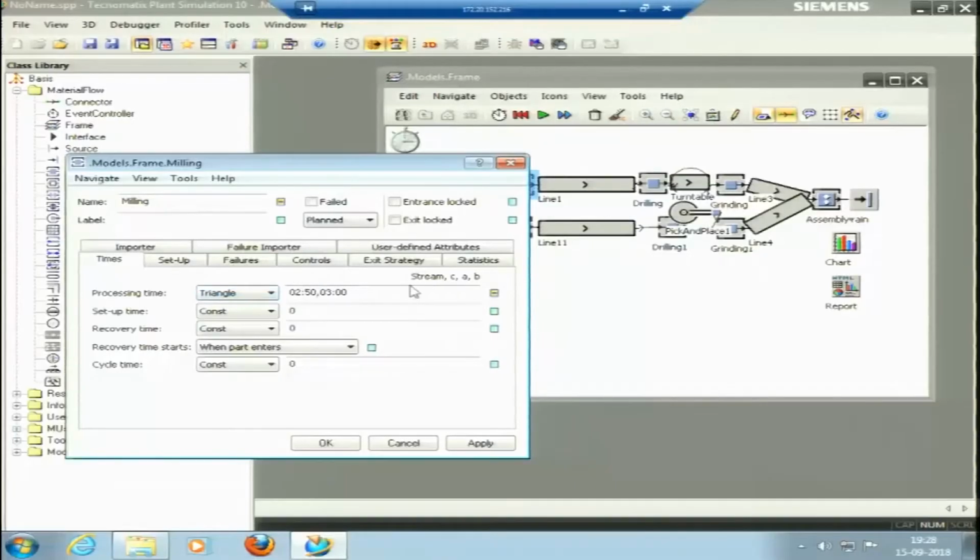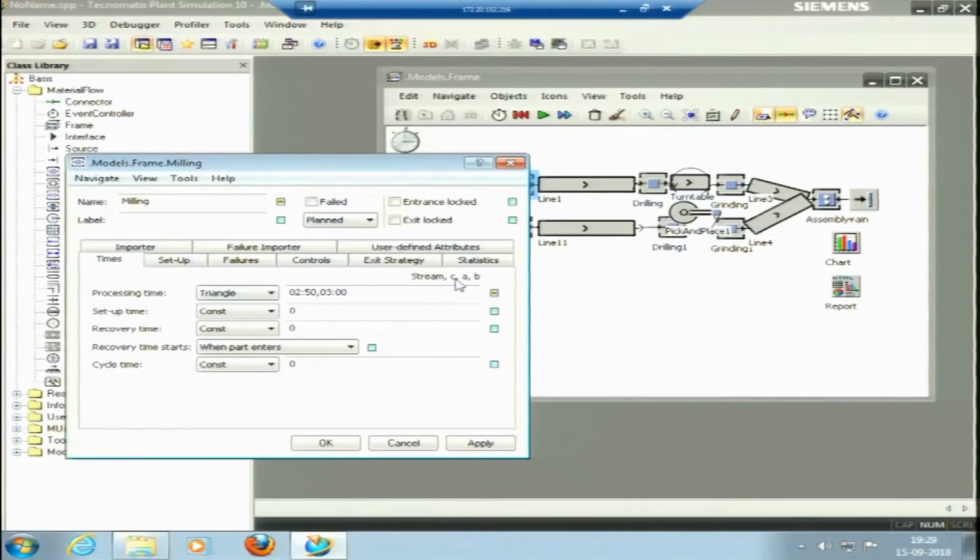What is mode? Like mean, median, mode. Mean is the average of the values, median is the central location value, mode is the value that has maximum frequency. So, if I pick the triangle distribution, it is showing stream, C, A, B. Here A is the smallest value, B is the largest value, C is the mode value that is repeating for the maximum number of times.